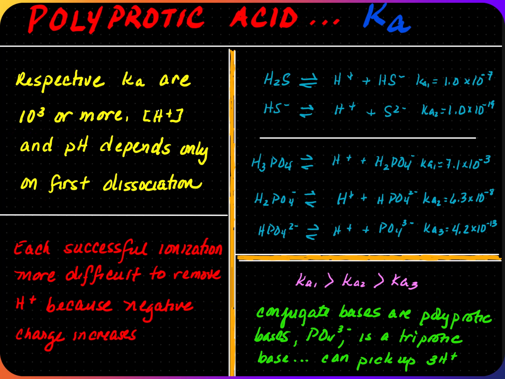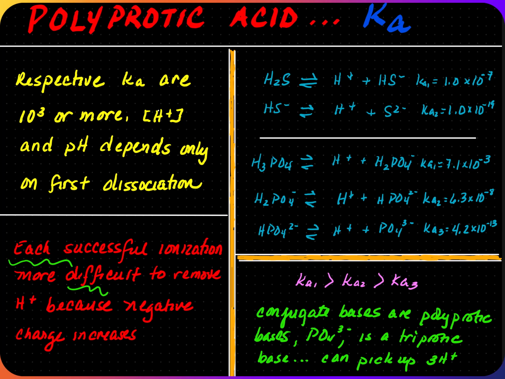Since polyprotic acid is able to give off more than one hydrogen ion, it will have more than one Ka, or equilibrium constant, for that acid. In general, if the respective Kas differ by 1,000 or 10 to the third or more, the concentration of H+ and its pH will only depend on the first hydrogen ion dissociation, because the following Kas are so small it barely dissociates anything. The reason is, as you remove more and more hydrogen ions, it becomes more difficult to remove the next H+ ion, because the molecule that was positive becomes more negative in charge.